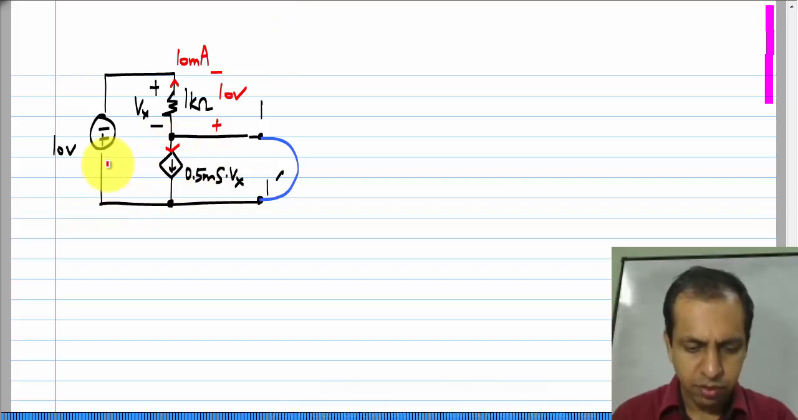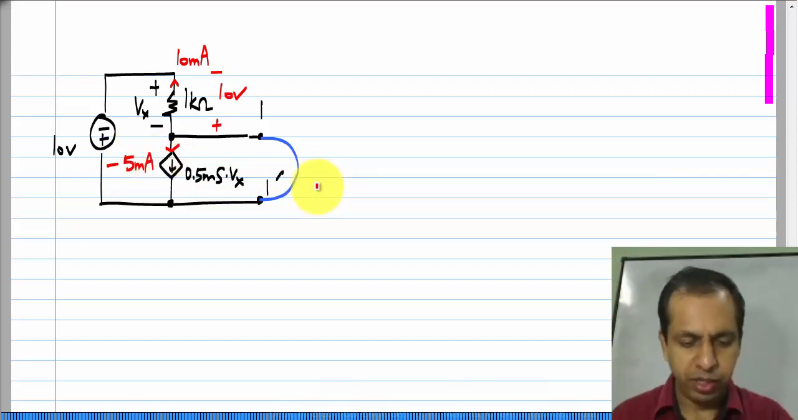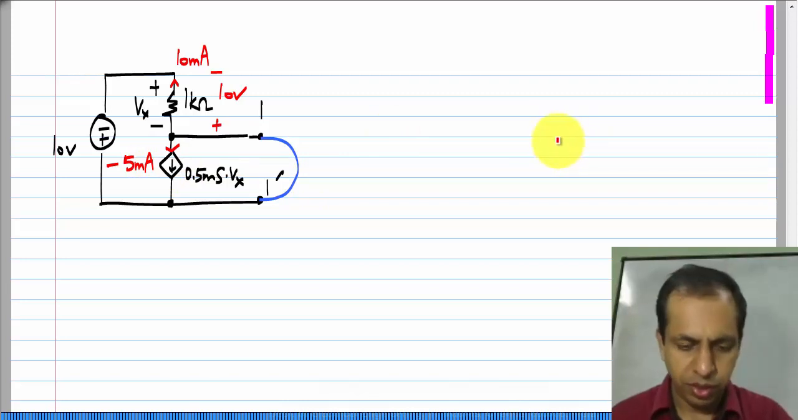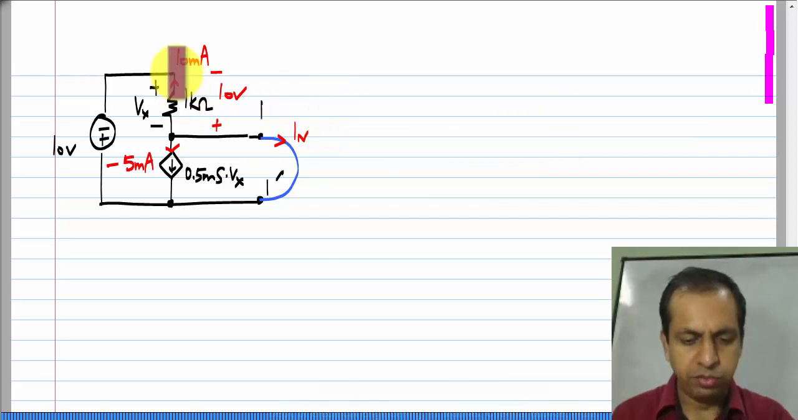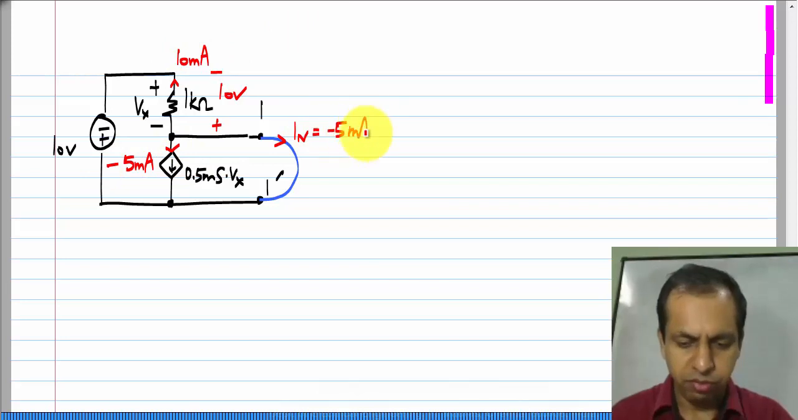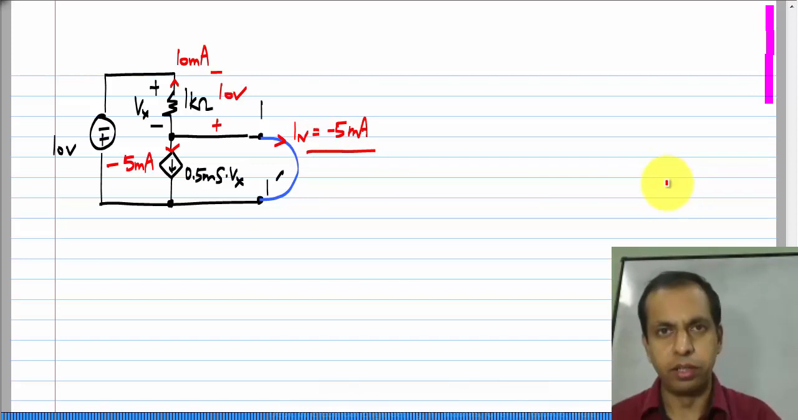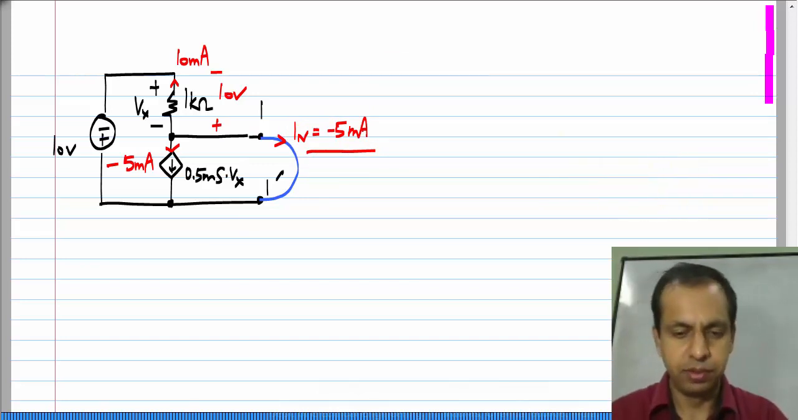So, we have minus 0.5 millisiemens times 10 volts, that is minus 5 milliamp in that direction, or 5 milliamp flowing upwards. The current I n here is the negative sum of 10 milliamps and minus 5 milliamps. So, it is equal to minus 5 milliamperes. The short circuit current I n is minus 5 milliamperes in this case.